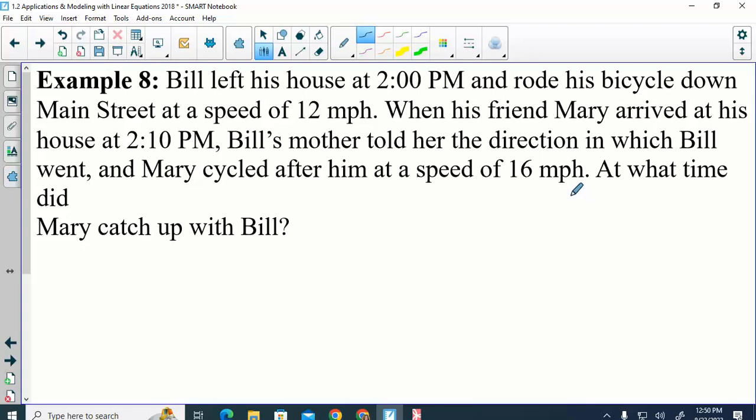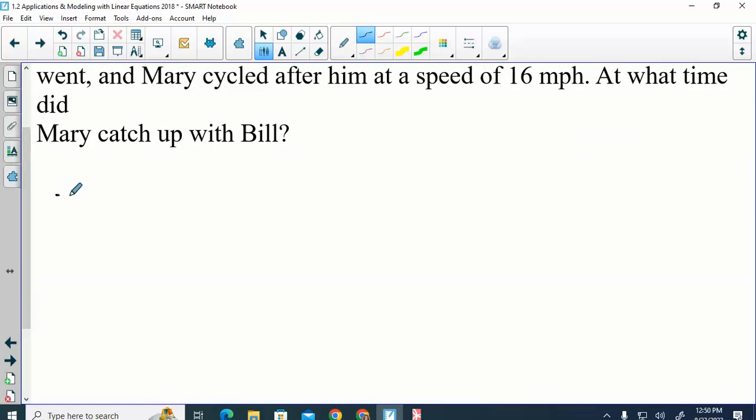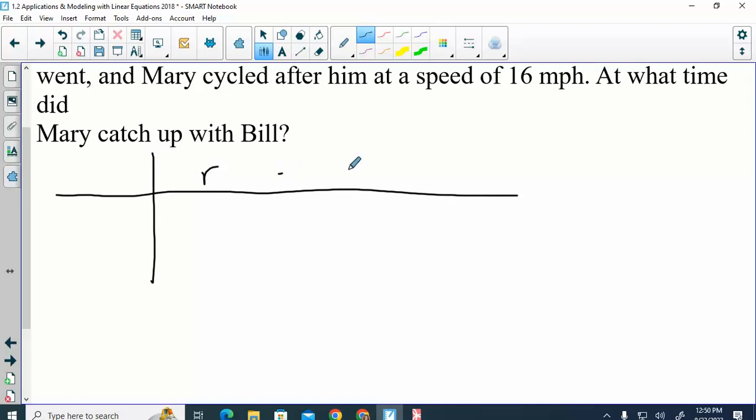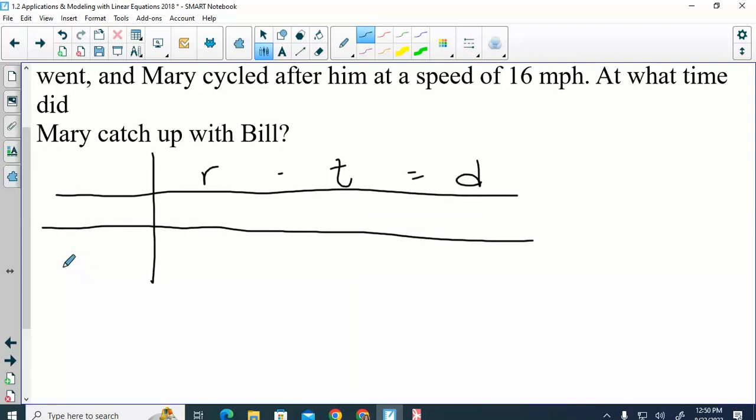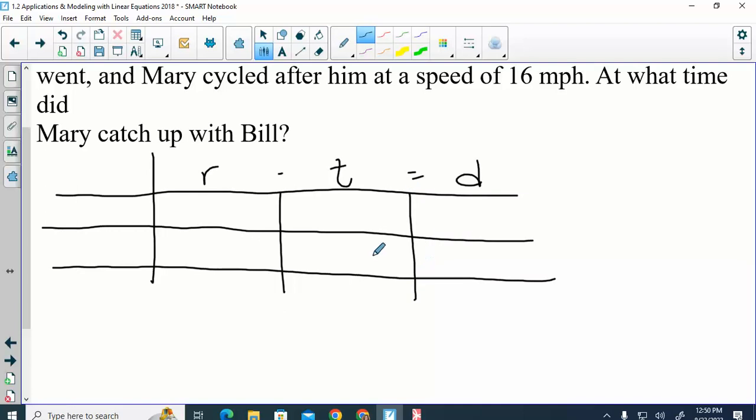What's going to be true about the distances this time? Going to be the same. They both started at his house, and I want them to catch up. All right. Rate times time equals distance. If you choose not to make a table, that is okay, but you still need to make sure you're telling me x is whatever and clearly showing everything.